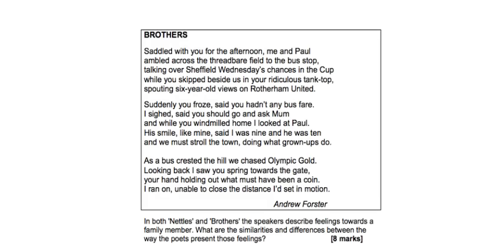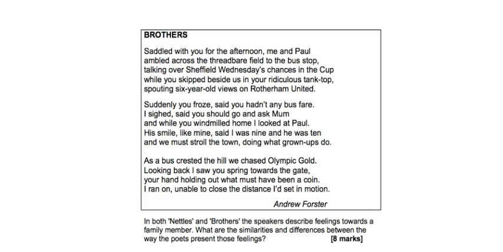You could go through the 5-step process, which I explained in the previous videos, and which is also in my GCSE English Literature Guide at mrbruff.com or paperback on Amazon. But what I would do is I would look at the question quickly first. In Nettles and Brothers, the speakers describe feelings towards a family member. What are the similarities and differences between the way the poets present those feelings? 8 marks.